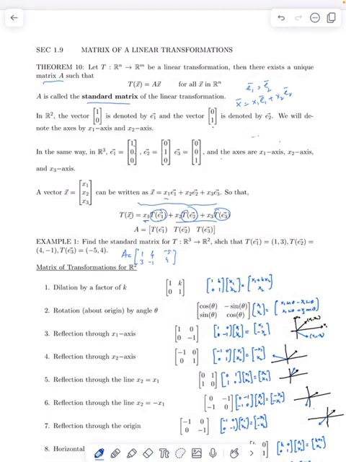So here is an example. Find the standard matrix for T going from R3 to R2 such that T of E1 is giving you 1 3, T of E2 is giving you 4 negative 1, T of E3 is negative 5 4. So you see these are your column vectors, right? The first one is 1 3, second is 4 negative 1, so second column of A, and then negative 5 4 for the third column of A. So this is your standard matrix.